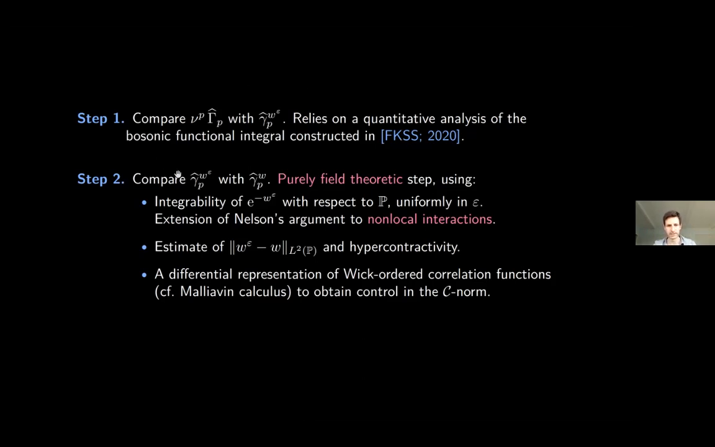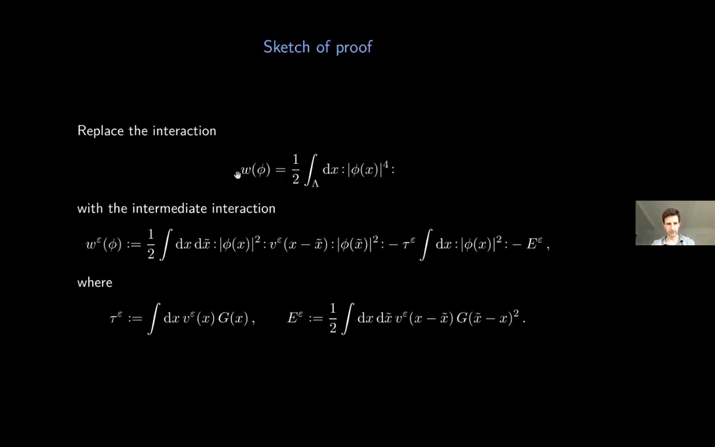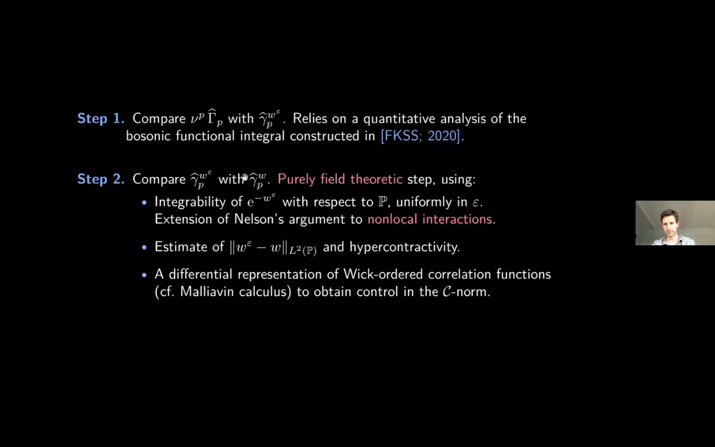Once you've done that, the second step is to compare these two interacting field theories, this one and that one. This is a purely field theoretic step. We have no Bose gases at all. We just have two field theories in 2D, so it doesn't sound too scary.